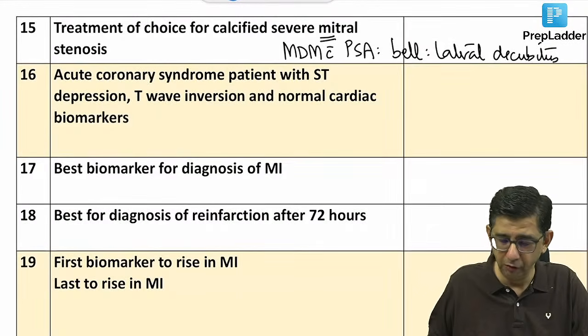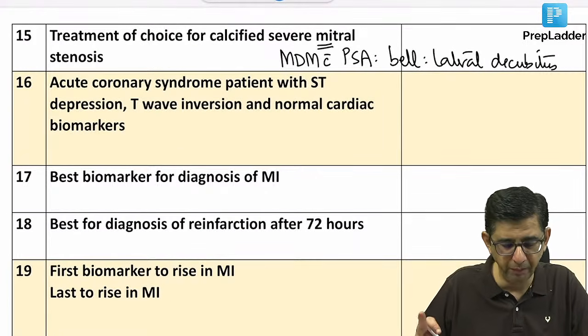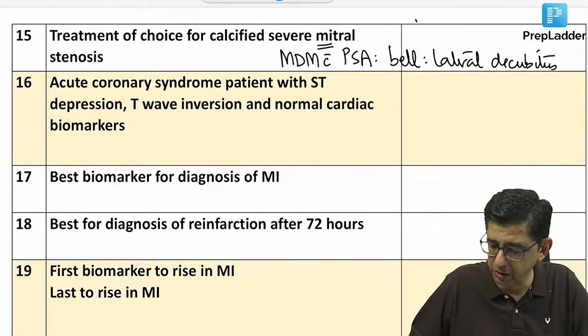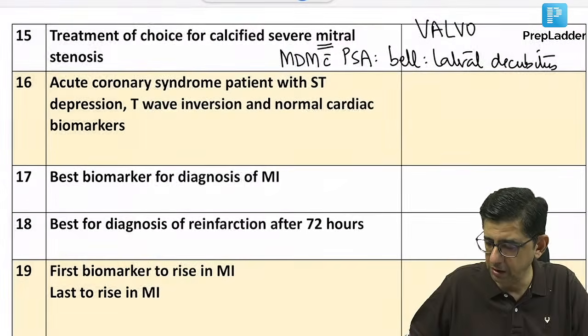Very good. For patients who are having severe mitral stenosis, guys, we will go for balloon valvotomy. Here the answer is not valvuloplasty. It is valvotomy. The word is valvotomy. I'll just highlight this.